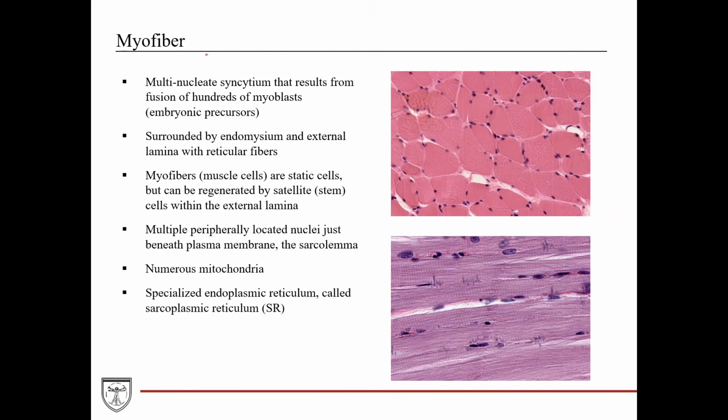So now myofiber, which again, I'm just going to repeat this multiple times just to get this down. It's also known as muscle cell or muscle fiber. Key is, remember, these are cells. Okay, they're not proteins, they're muscle cells. And they're multinucleate syncytium that results from the fusion of hundreds of myoblasts. Myoblasts are embryonic precursors to muscle cells. So during development, hundreds of myoblasts will fuse together and they'll form a syncytium that becomes the muscle cell.